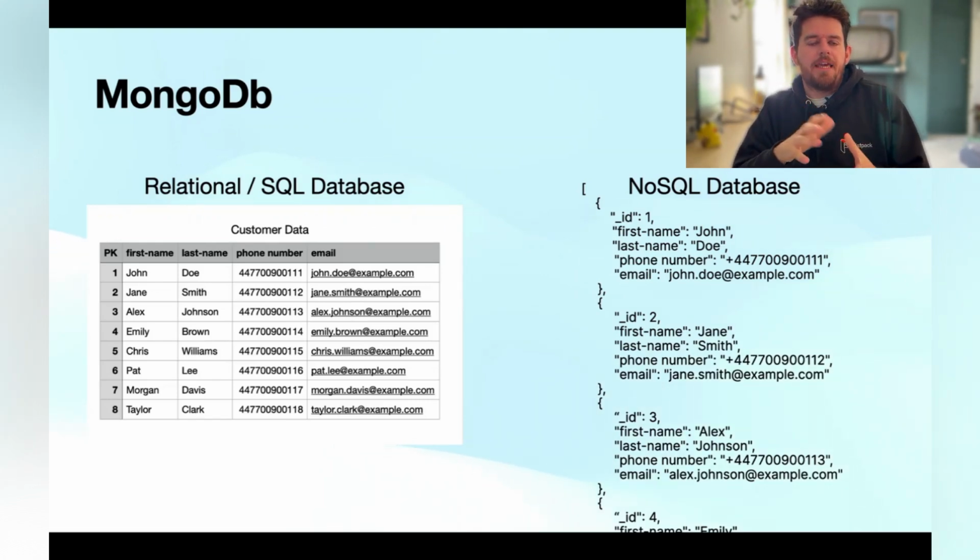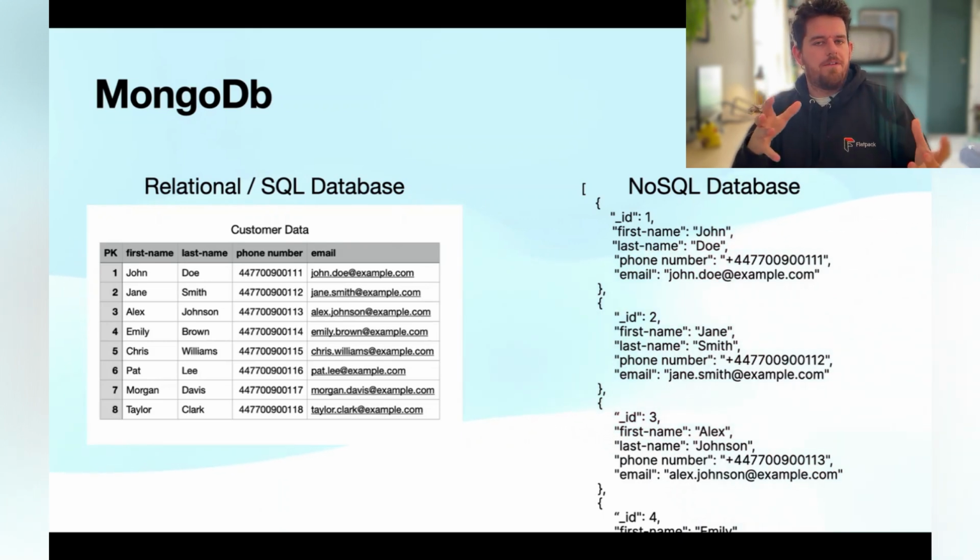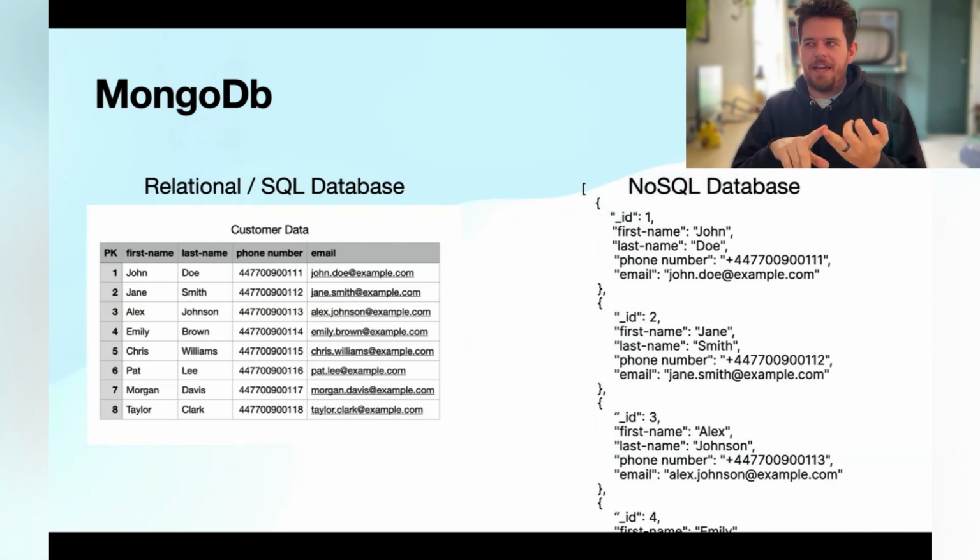In MongoDB, it's what's called a document database. And there's a bunch of different NoSQL databases available to us. We've got graph databases, we've got key value. There's another kind as well that I can't think of off the top of my head. But MongoDB is what's called a document database.